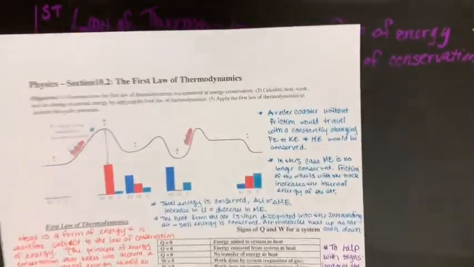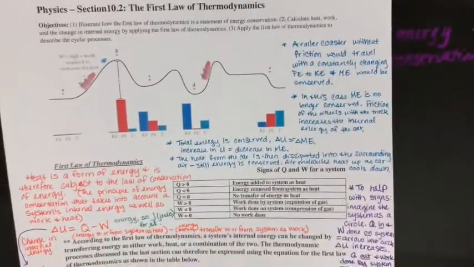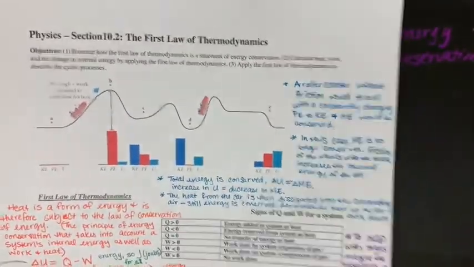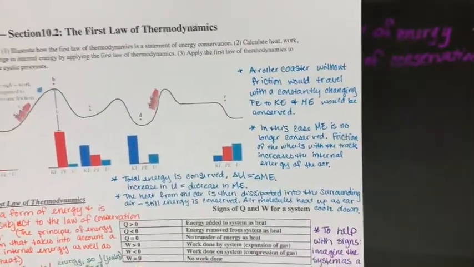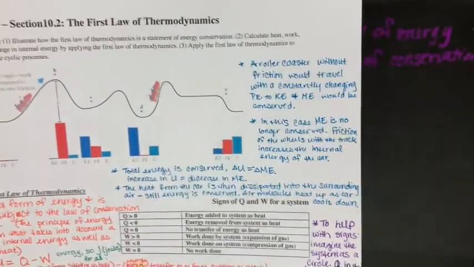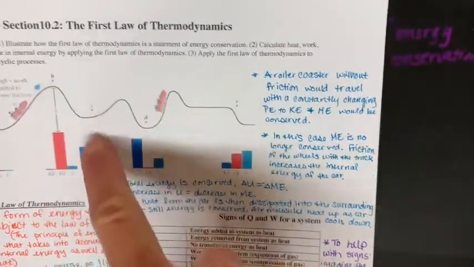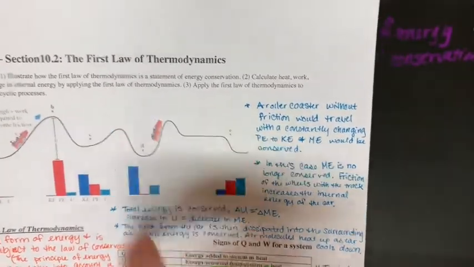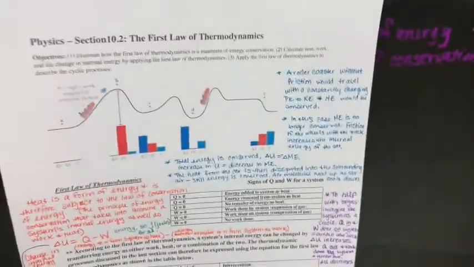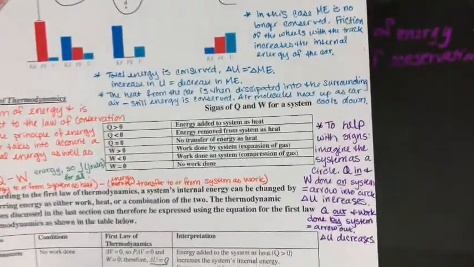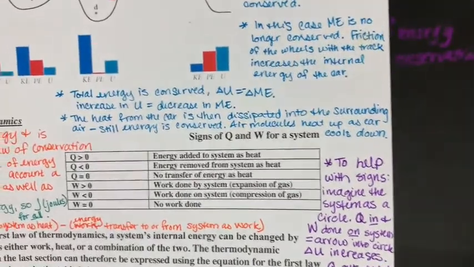When we talked about conservation of energy and the conservation of mechanical energy, if we had a roller coaster without friction, it would travel with a constantly changing mechanical energy, all potential energy at the top to all kinetic energy at the bottom, and back and forth. It would keep constantly changing. Well, in this case, mechanical energy is no longer conserved.